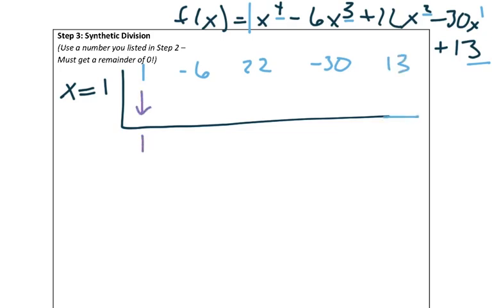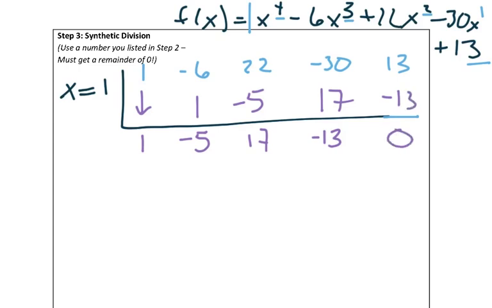We'll just bring this first number straight down. 1 times 1 is 1. -6 plus 1 is -5. -5 times 1 is -5. 22 plus a -5 is 17. 17 times 1 is 17. -30 plus 17 is -13. -13 times 1 is -13. And 13 plus a -13 is 0.